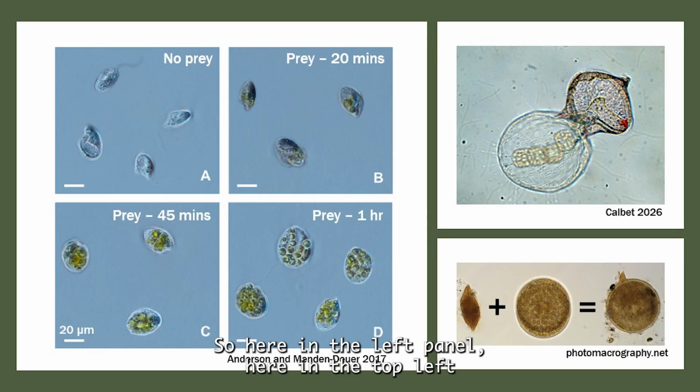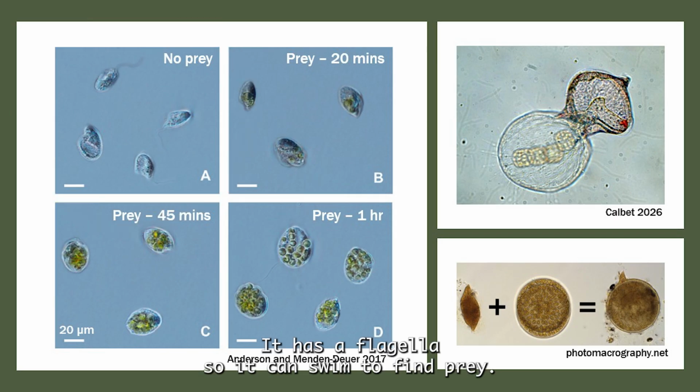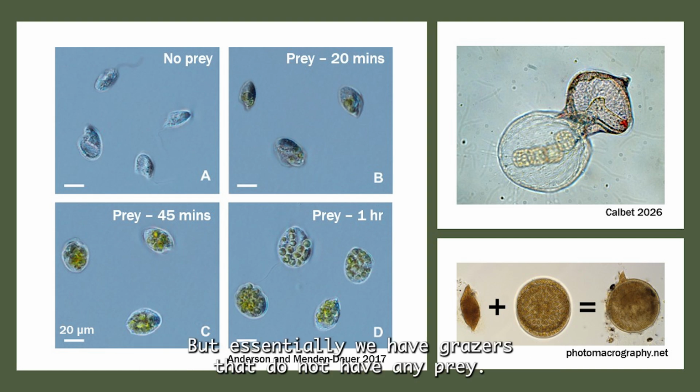So here in the top left panel, we have a typical micrograzer. So that's what it looks like. It has a flagella, so it can swim to find prey. This was actually from a study that I did almost 10 years ago during my master's. But essentially, we have grazers that do not have any prey.